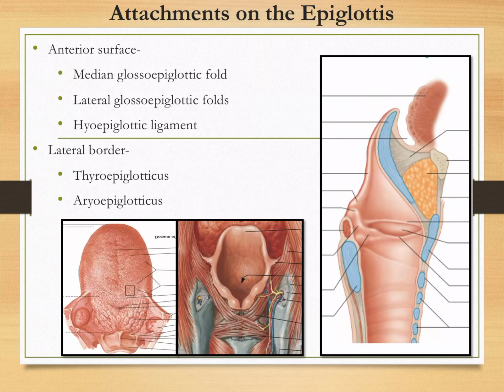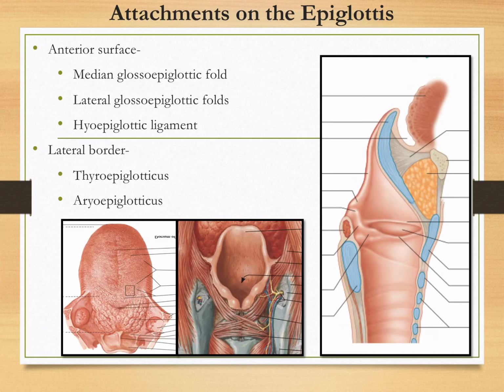Attachments on the epiglottis. Anterior surface: the median glossoepiglottic fold and the 2 lateral glossoepiglottic folds. Like the name suggests, glosso means tongue, epiglottic means to the epiglottis. To see these, you have to look at the extreme left diagram and the lower aspect of the slide. You can see the posterior 1/3 of the tongue with all its swellings. These are known as the lingual tonsils, and you can see 3 ridge-like projections. The middle one is the median glossoepiglottic fold, and on either side are the lateral glossoepiglottic folds. Between both of these is a little square cavity that is known as the vallecula. I'm sure you know this if you've studied the tongue.